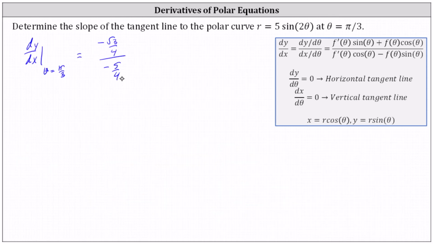To clear the denominators of 4, let's go ahead and multiply the complex fraction by 4/4. Notice this gives us negative square root 3 divided by negative 5, which simplifies to positive square root 3 divided by 5. This is the slope of the tangent line to the polar curve at theta equals pi divided by 3. And let's go ahead and verify this graphically.